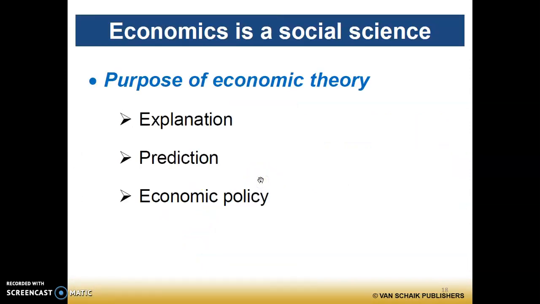So the last section in chapter 1 discusses economics as a social science. Economics helps us to explain what is happening, to predict what might happen, and to assist policymakers to devise or choose appropriate economic policy.